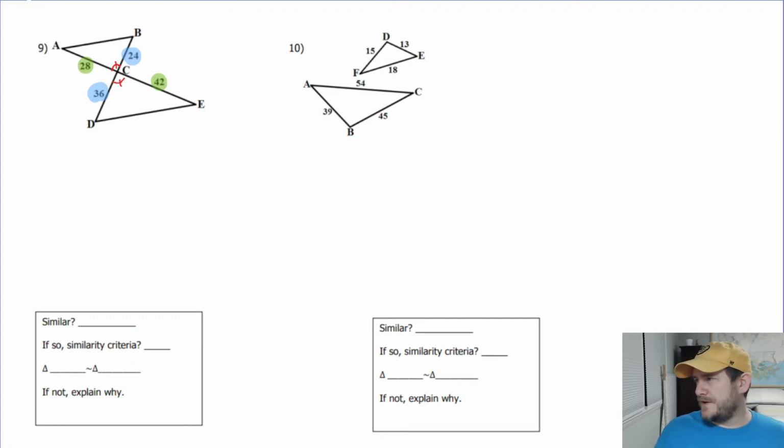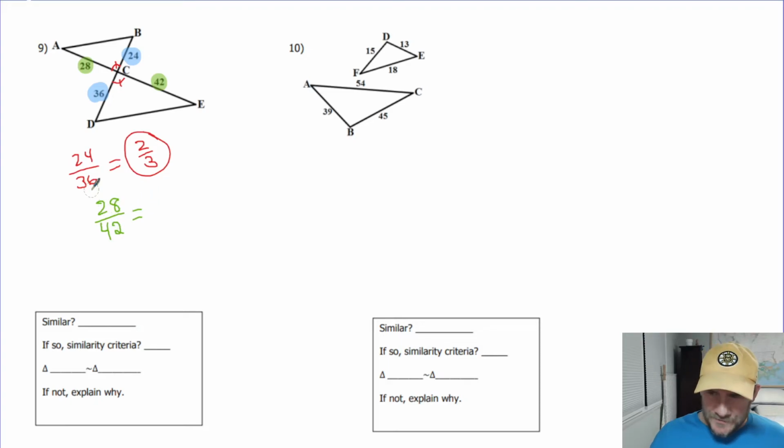So okay, just set up those fractions and see what they're worth. 24 over 36, those are both divisible by 12 to give 2/3. So 2/3 is the ratio that we're trying to match here. We're going to try a 28 and a 42.